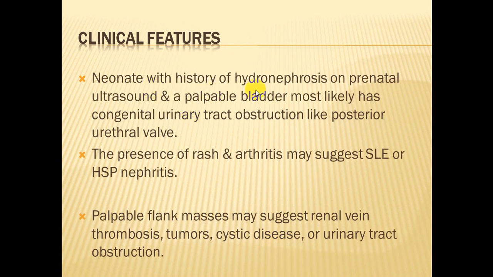A neonate with history of hydronephrosis on perinatal ultrasound, palpable bladder, most likely it is congenital urinary tract obstruction and mostly posterior urethral valve, especially in the male. The presence of rash, arthritis, suggests SLE or hemolytic uremic syndrome or Henoch-Schönlein purpura. Palpable flank mass may suggest renal vein thrombosis or tumor, cystic disease, or urinary tract obstruction.